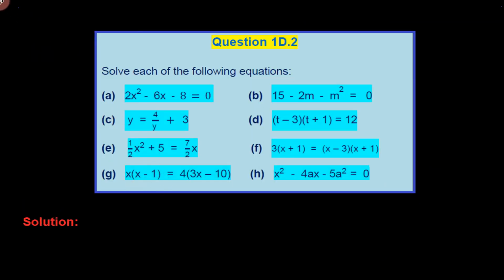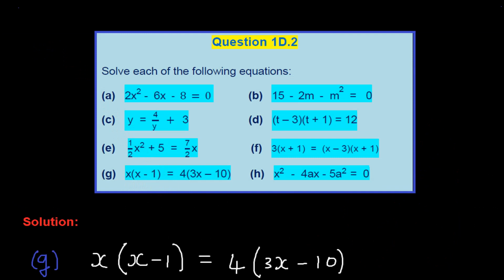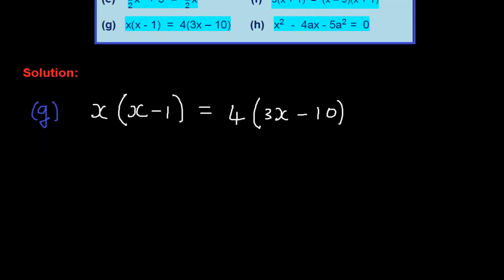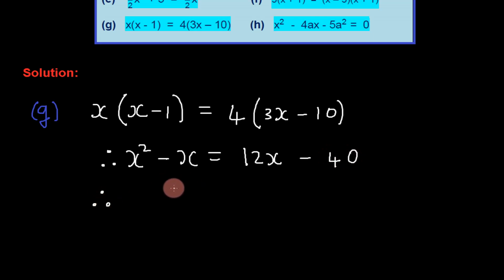Then going on to g, once again we can multiply out on both sides. So x times x is x squared. X times negative 1 is negative x. On the right hand side, we have 12x minus 40. We bring all our terms to the left hand side and add like terms. So negative x minus 12x is negative 13x. And we'll get plus 40 on the left hand side.